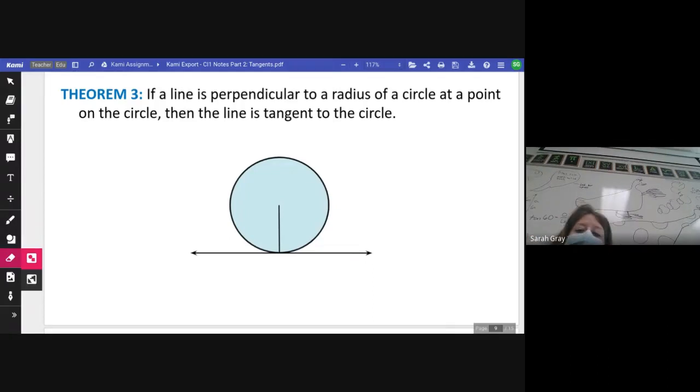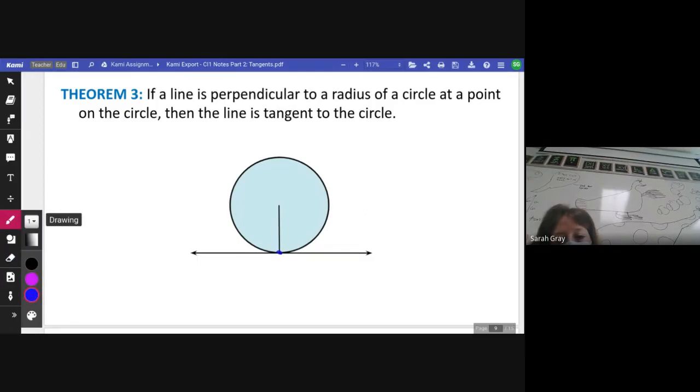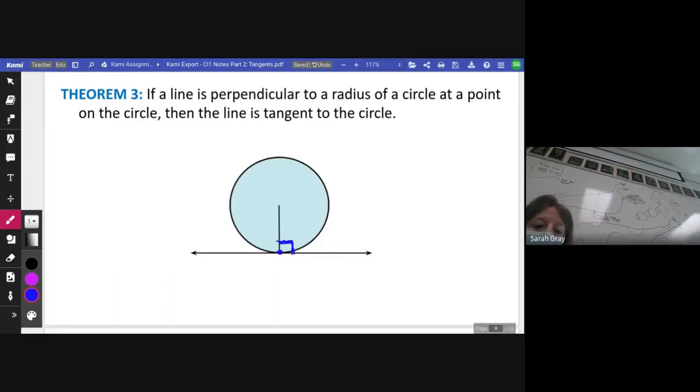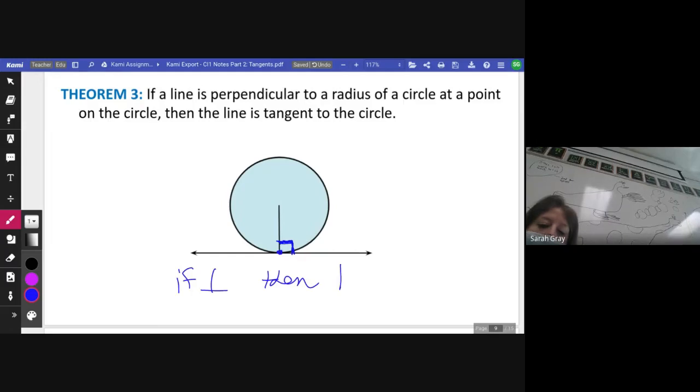If a line is perpendicular to a radius at a point, so if right here we have one single point and that is perpendicular, then that line must be tangent. So this is just the inverse of theorem 1. If it's perpendicular, it has to be tangent. If it's tangent, it has to be perpendicular. So they go hand in hand. If perpendicular, then tangent.